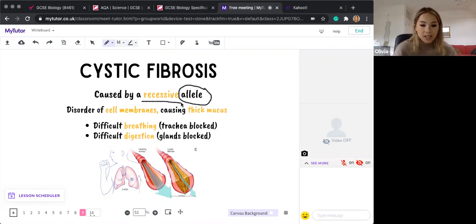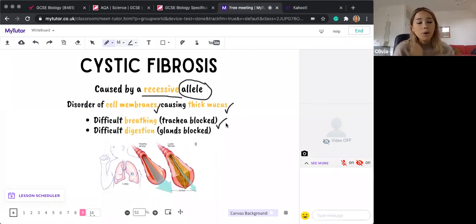So cystic fibrosis is a disorder of the cell membranes, and it causes thick mucus, and that causes problems in breathing and difficulty in our digestion. I have seen a 3-mark question before asking what cystic fibrosis is. You get 1 mark for saying that it's a disorder of the cell membranes, 1 mark for saying that this results in thick mucus building up, and another mark for saying what that affects, whether that affects breathing because we block our trachea, or digestion because we block some of our glands.